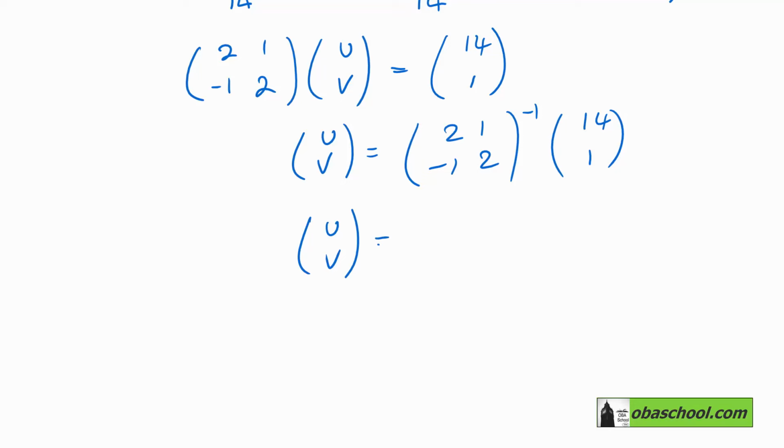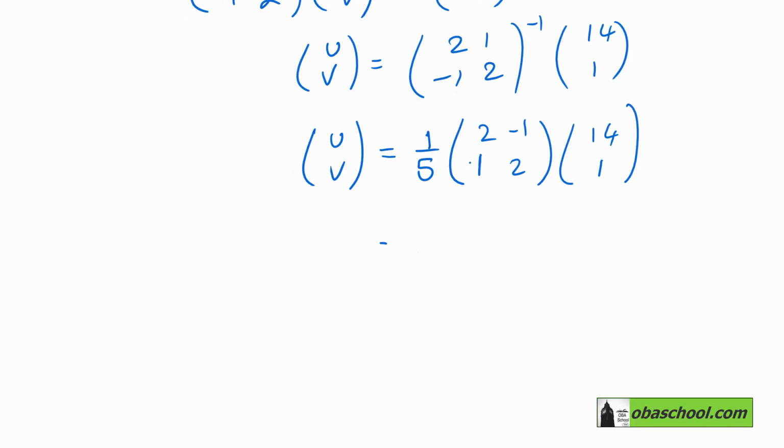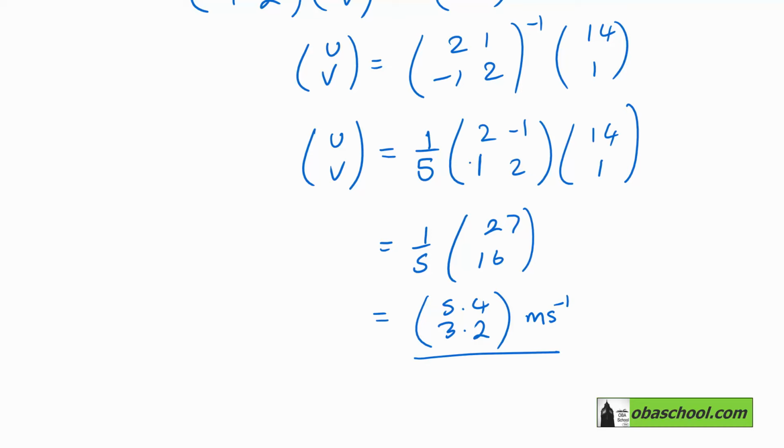So inverting the matrix, we can see the determinant is 5, so we're going to have 1/5. If we swap the 2's, that doesn't make any difference. Take negatives on the others, and so we get that. And so that is going to be 1/5 of 28 take away 1, 27, and 14 add 2 is 16, and that gives us the vector 5.4, 3.2 meters per second.